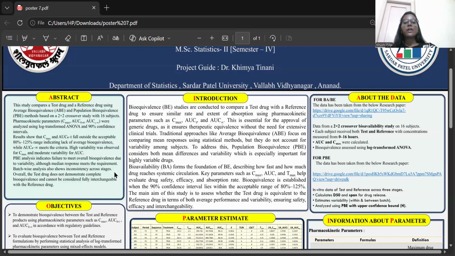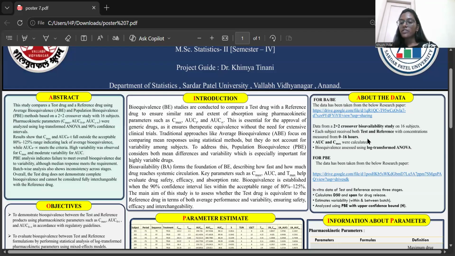Bioequivalence is established when the 90% confidence interval, as I told earlier, falls within the regulatory guideline of 80 to 125%, and the main aim of this study is to assess whether the test drug is equivalent to the reference drug in terms of both average performance as well as variability, ensuring safety, efficacy, and interchangeability. And we have taken this BABE data from a Canadian research paper, which has 2x2 crossover bioavailability studies on 16 subjects.